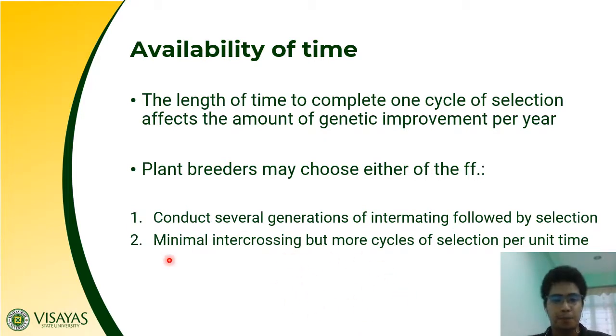But of course, conducting several generations of intermating is also feasible in order for you to increase the genetic variability, followed by selection. But if you are in a hurry, and of course in plant breeding you must increase your breeding efficiency, and the breeding process must be shortened, then you have minimal intercrossing and more cycles of selection, so you will have a shorter time of releasing new varieties, especially if you're competing with other plant breeders or other seed companies.